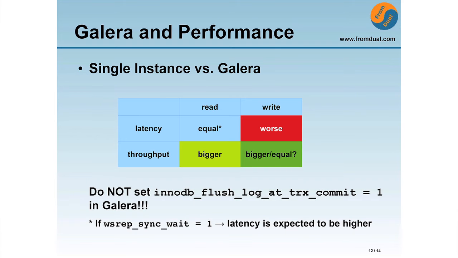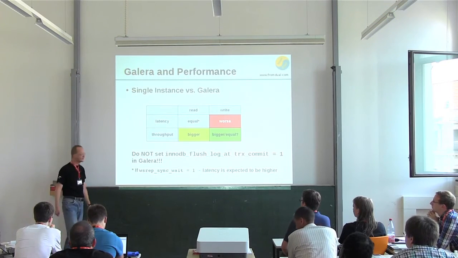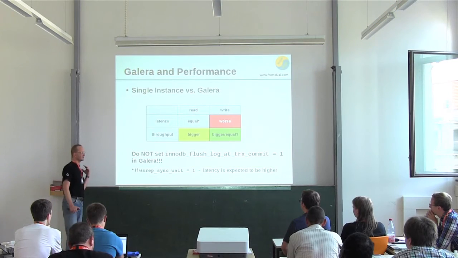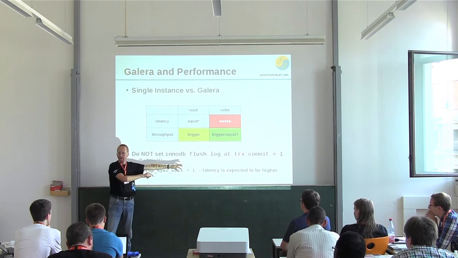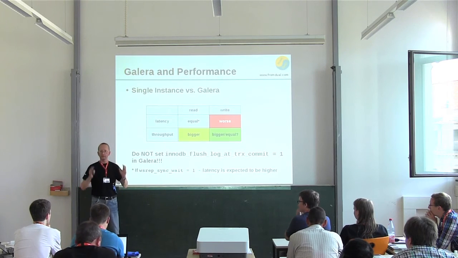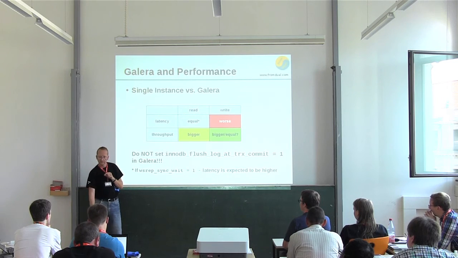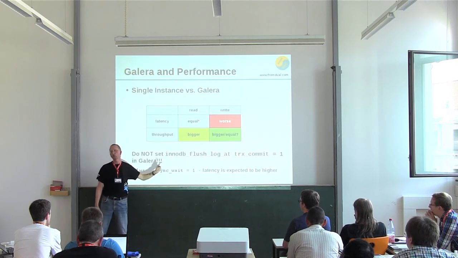Then a mistake we see very often with Galera setups, for you as a user: don't set innodb_flush_log_at_trx_commit to 1 on the Galera cluster. It will become horribly slow. In Galera, if we get the okay from the other nodes, the data is on other machines. So if we get a power off or a crash, we can be sure of the data over there. We don't have to wait for the slow disk. That's the reason why in Galera it's okay to set this value to non-one.